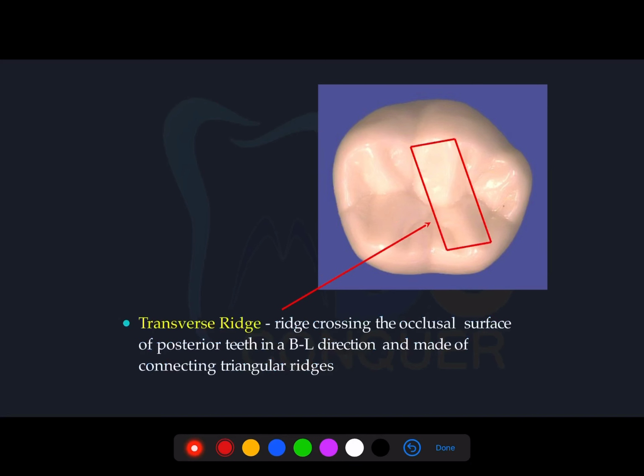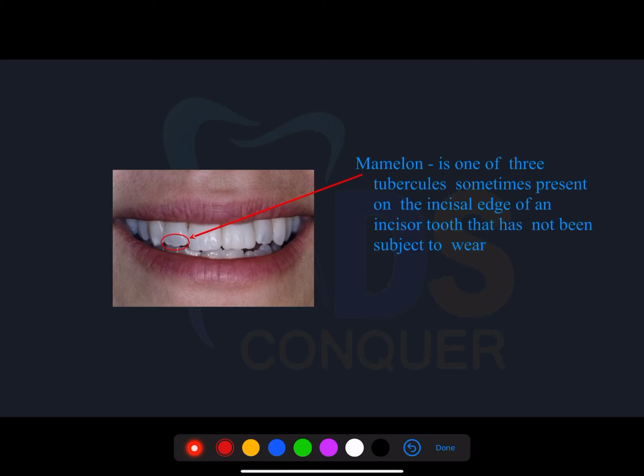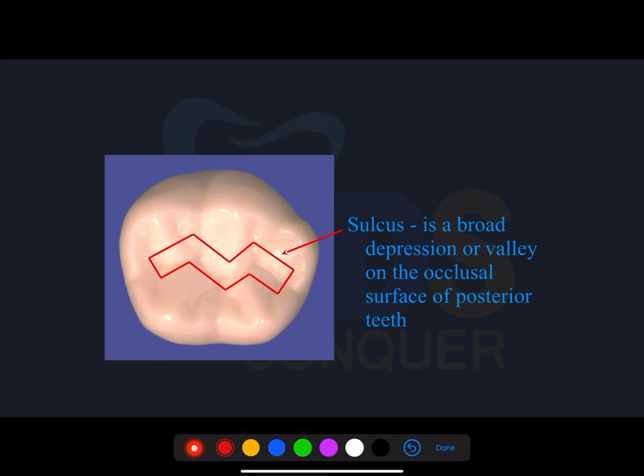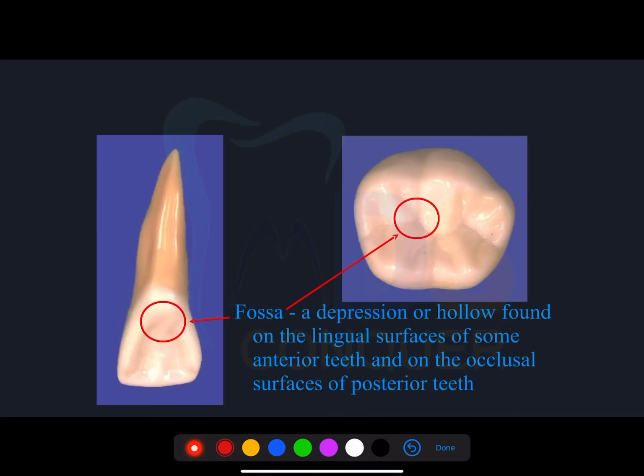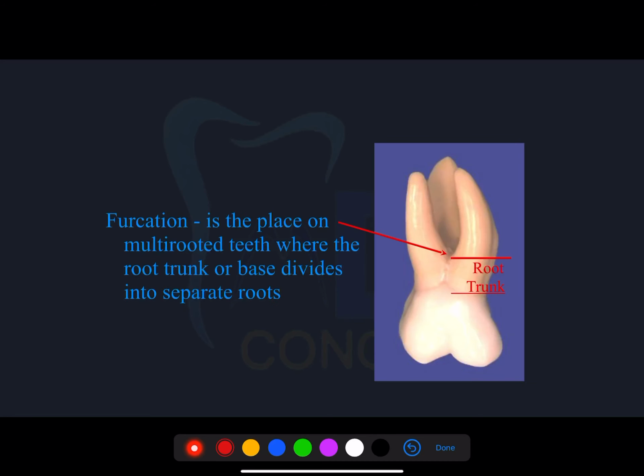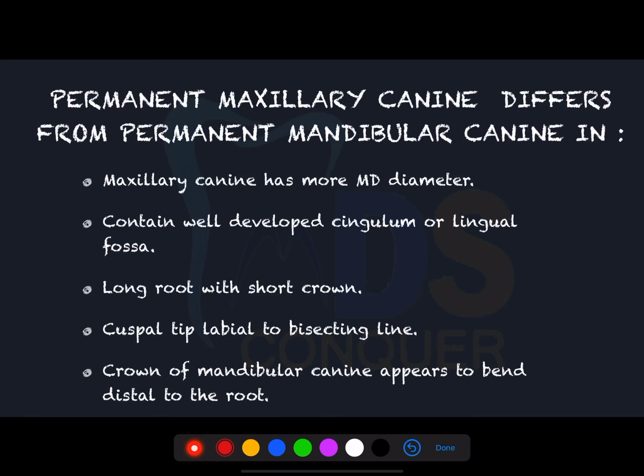Triangular ridge. What is the difference between triangular ridge and transverse ridge is a question asked in 2018. Hope this is a question like how many, and the number is going to be 3. This is sulcus. These are the developmental grooves. These are the supplementary grooves. This is a fossa. These are the pits. This is a furcation, and of course I hope you're well familiar with the root trunk. The values of the root trunk are also important. How it will be on one side, mesial side, distal side, and the palatal side. There are many such numbers in your dental anatomy book. Please do make a note of that.